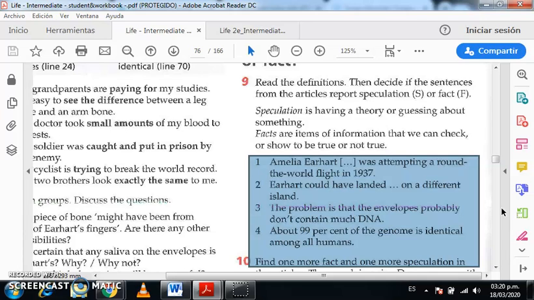So we're going to do this for today. I'm going to send you also the keys, and I'm going to send you more activities related to the previous topic, certainty and possibility. So I hope you can understand everything from here.